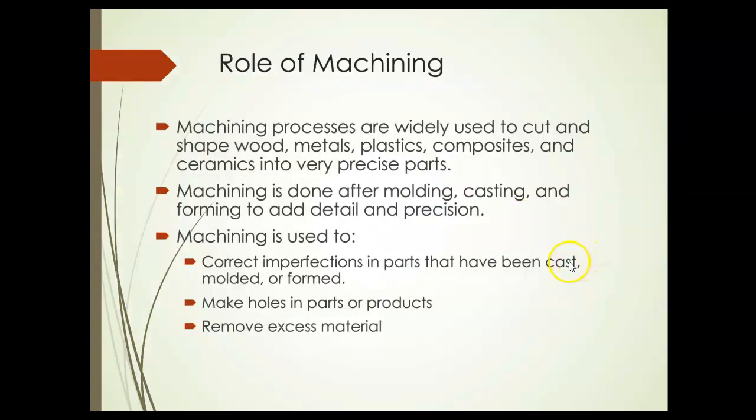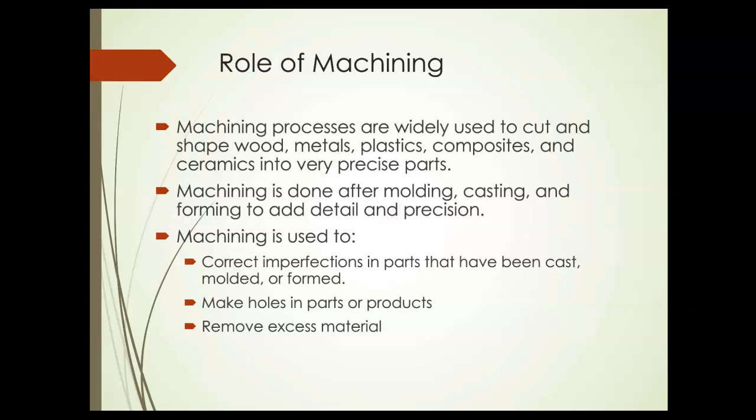All right, so what is the role of machining? Well, basically, machining cuts and shapes a variety of different products and materials, whether we're talking about wood, all sorts of the different metals, aluminum, brass, bronze, alloys, high-speed steel, tool steel. We use machining to shape these different materials. It's generally done after molding and casting. It adds more detail and precision.